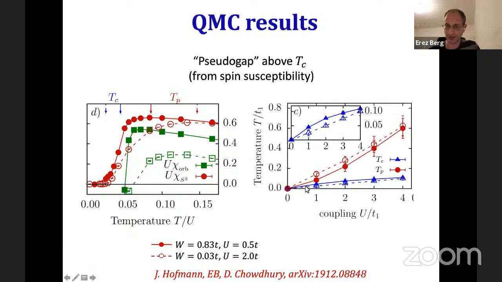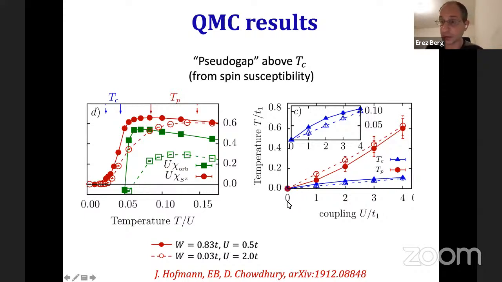The red curves here are the onset of pseudogap. We define it as the position of the maximum in spin susceptibility, just as an operational definition, and compare that to Tc in the two cases, the more dispersive and the more flat band. You see that indeed you have this broad pseudogap regime with uncondensed pairs.